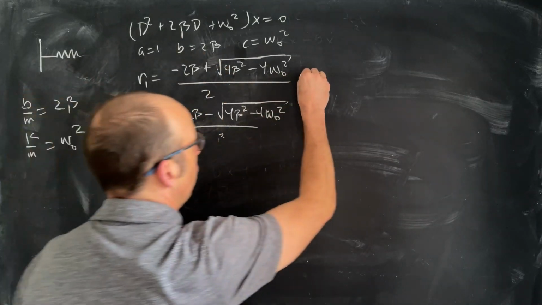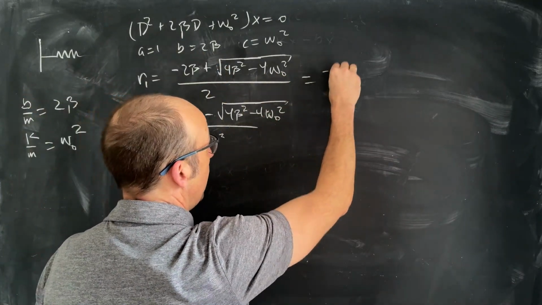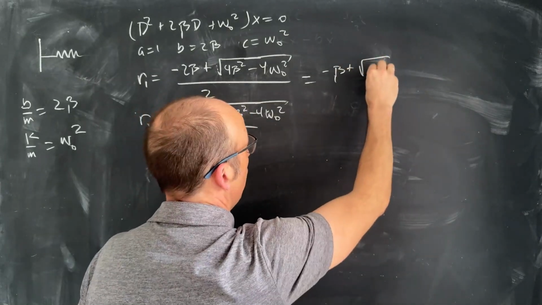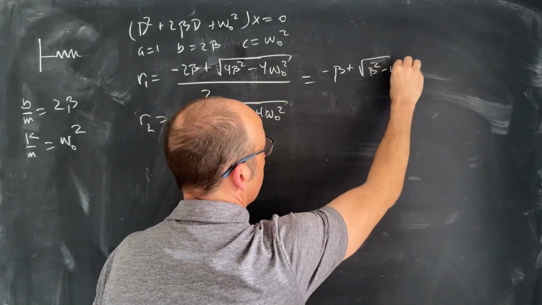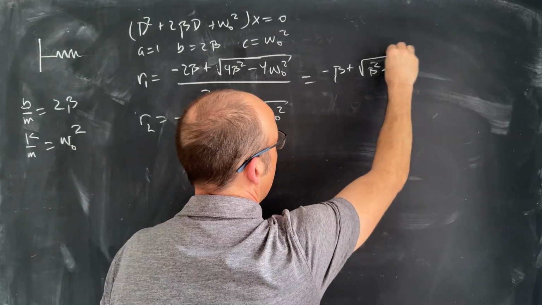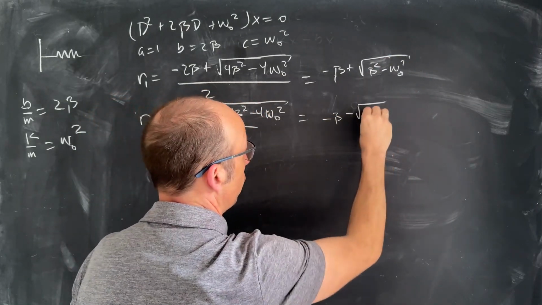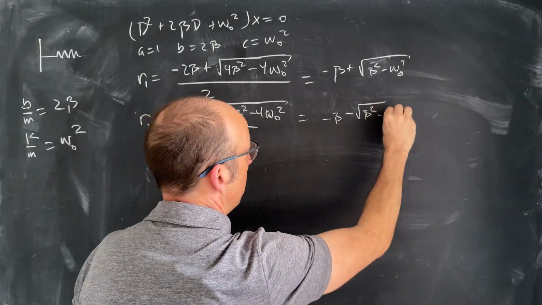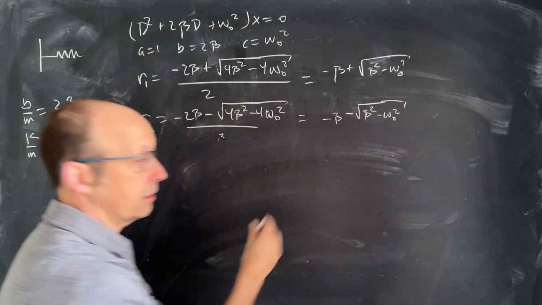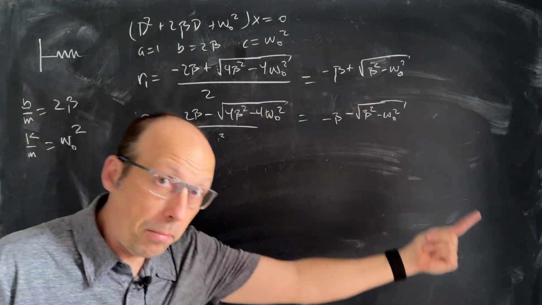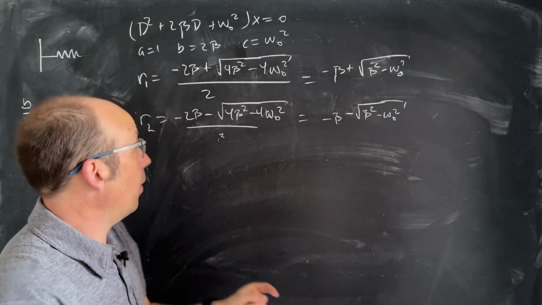But in the end, I get R1 is negative beta plus the square root of beta squared minus omega naught squared. And that looks nice. And this is negative beta minus the square root of beta squared minus omega naught squared. And that looks nice. So now I have R1 and R2. Now I can go back, right? And I want to find this.